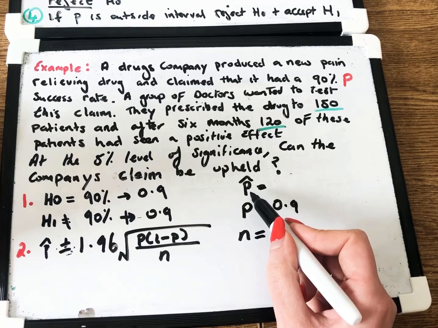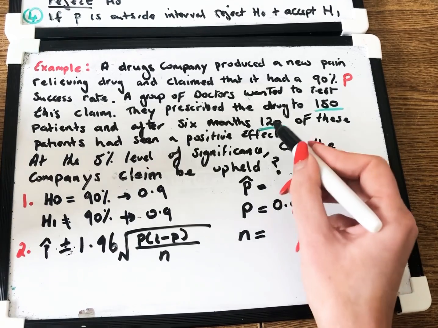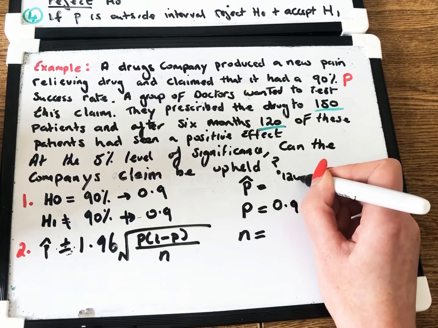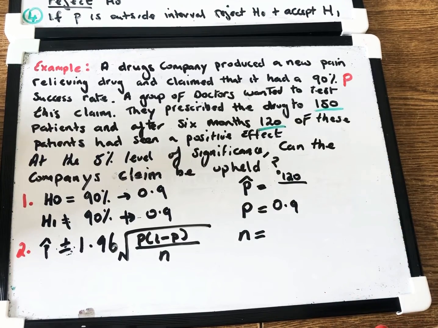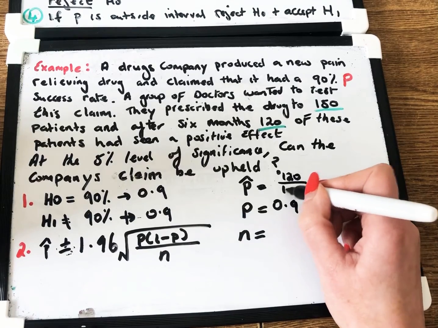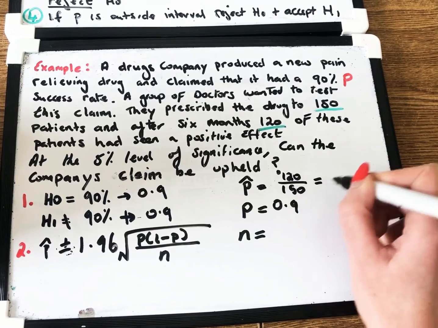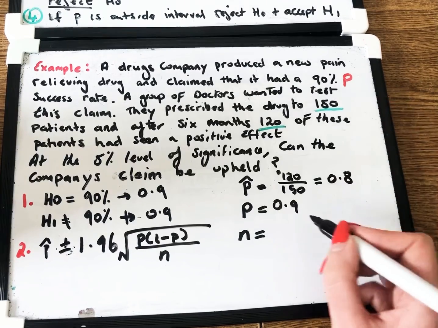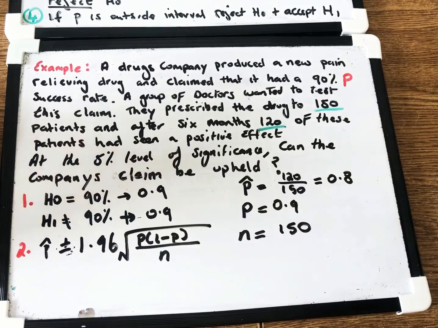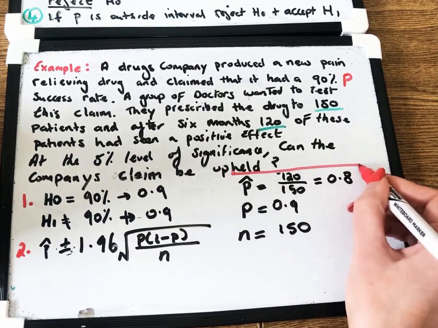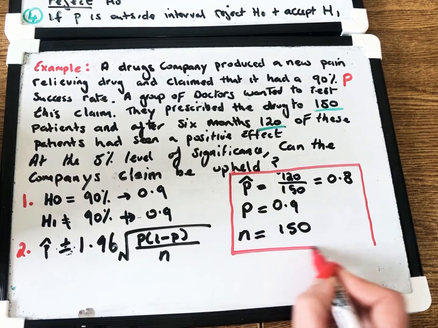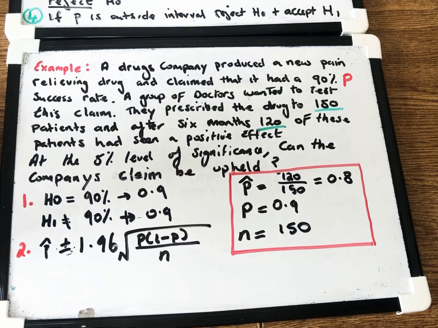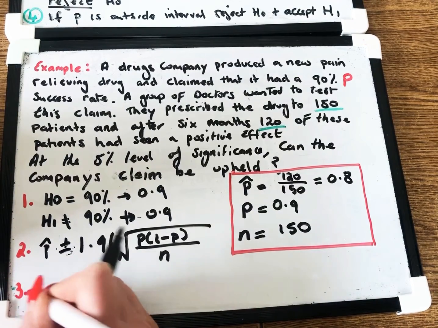Our sample proportion will be a calculation here. We take our 120 of our patients who said that there was a difference with using the drug, so it's 120 all over the total number of patients, 150. If we calculate that, that will be 0.8. And then our n is our total number of patients that were given the drug to test out in the question, that's 150. So we have our three values here: we have our p hat, we have our p, and we have our n. Next, we have to substitute them in. I think I have enough room on this board, so let's substitute them in and form our interval.